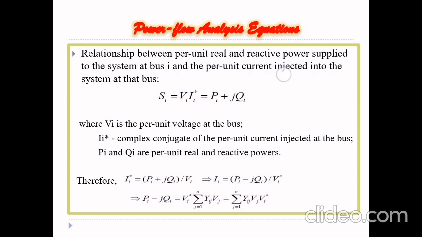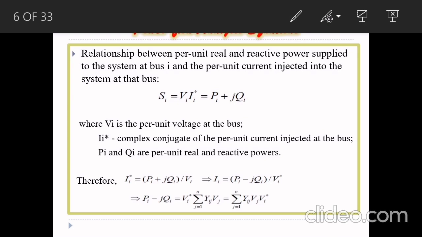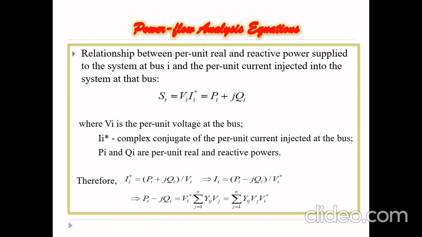Now, power flow analysis equations. In power flow analysis equations, as all of you know, the complex power Si, that is the power injected into the ith bus, is Vi multiplied by Ii conjugate, voltage multiplied by the complex conjugate of the current. So Si is Vi times Ii conjugate. The same thing you can write as Pi plus jQi, in real and imaginary components.